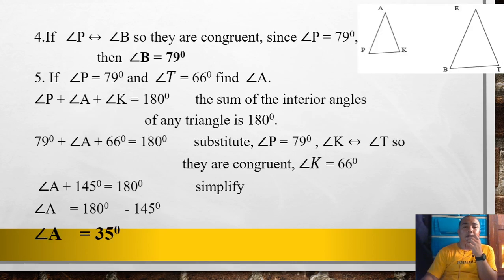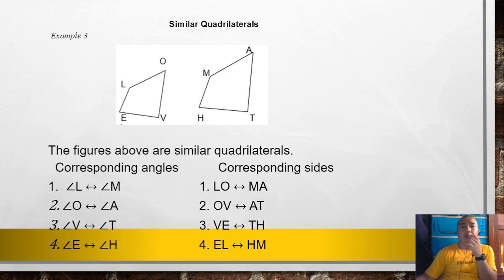Okay. Now, let's proceed to similar quadrilaterals. The figures above are similar quadrilaterals. Corresponding angles: angle L corresponds to angle M. Angle O corresponds to angle A. Angle E corresponds to angle H. Angle B corresponds to angle T. Corresponding sides: LO corresponds to MA. OV corresponds to AT. TH corresponds to BE. MH corresponds to LE.